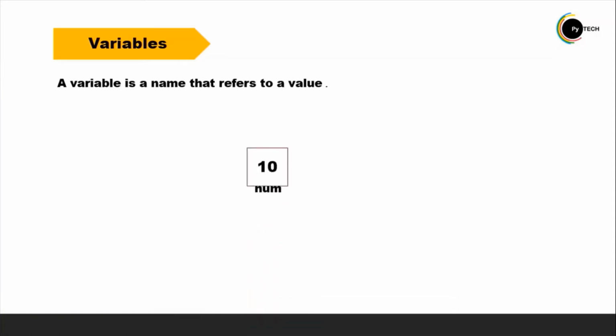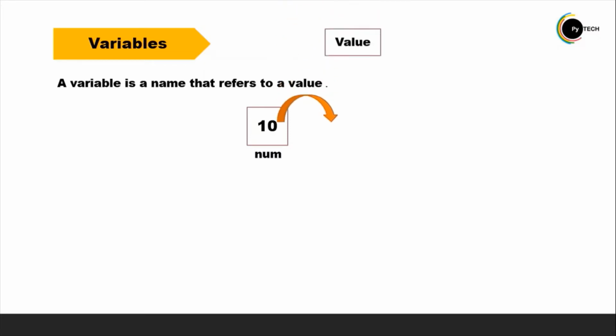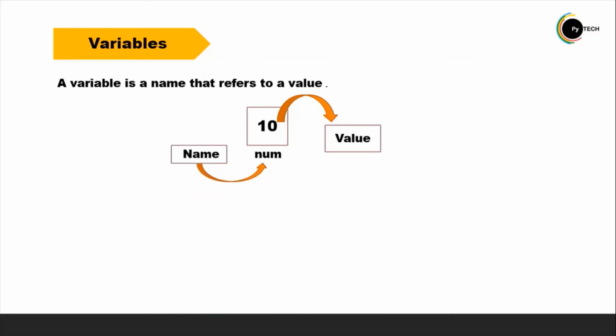Now let's understand about the variable. A variable is a name that refers to a value. In other words, we can say it's just like the name of a container or bag which has some stuff in it. Let's understand this with the help of one example. Here we have a container. In that container, we have a value that is 10 and the name of the container is num. In this example, num is the variable name and 10 is the value which is associated with this variable.